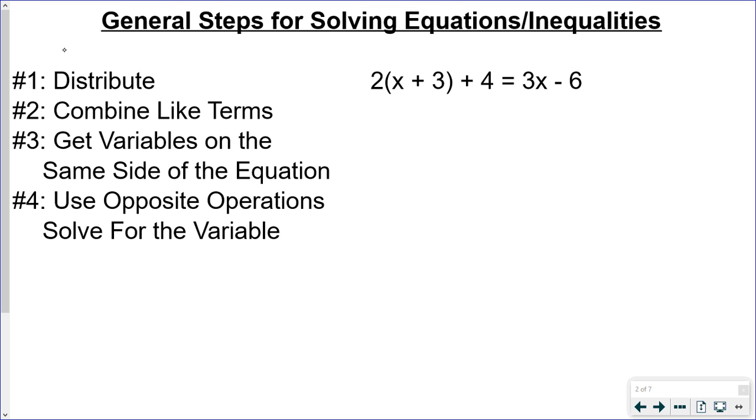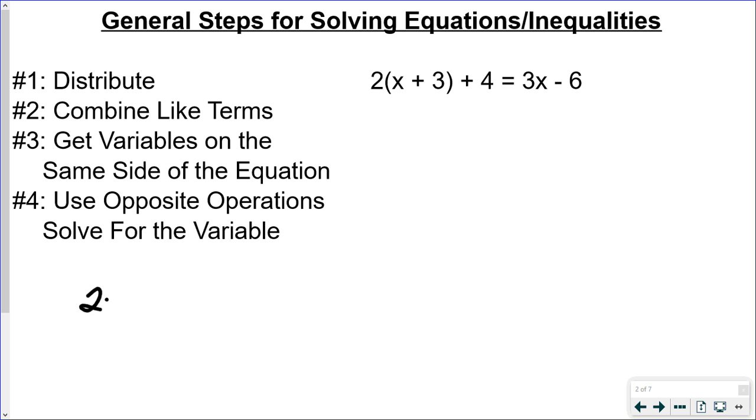So, quick review of the general steps for solving equations, and these are also the same for solving inequalities. Remember, when you solve inequalities, the only difference is if the variable is being multiplied or divided by a negative number, you have to flip the inequality. So these are general steps. There are some times where these steps don't follow exactly. So for instance, let me show you one of those.